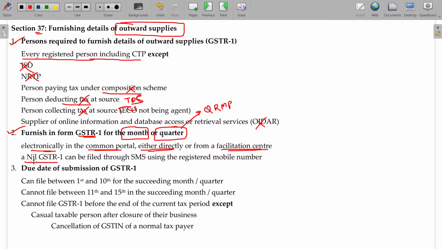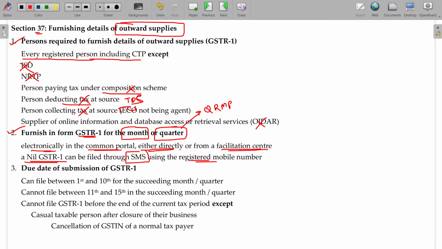And a nil GSTR 1 can be filed through SMS using the registered mobile number. If you don't have any outward supply, inward supply, zero entry, no inward, no outward, you have not operated the entire 1 month, do I want to file the return? Once you are falling under this case, you have to file every month, no other way.